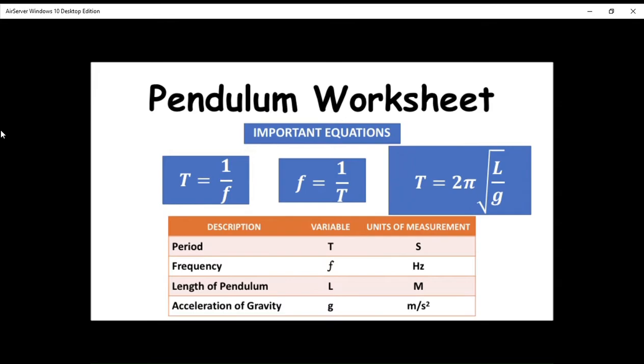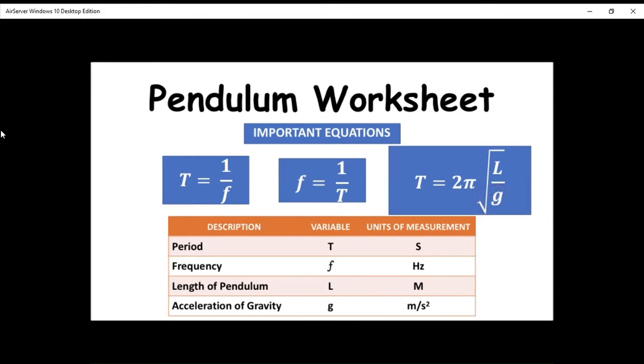And down below, I wrote what everything is. Period is capital T, which you see in multiple locations, and the unit of measurement for period is the second. Frequency, lowercase script f, the units are hertz, in 2 locations. Length of the pendulum, capital L, the units are meters. And G is the acceleration of gravity, units meters per second.